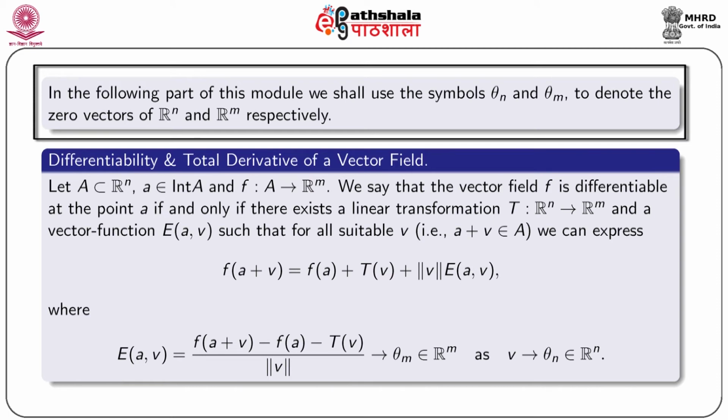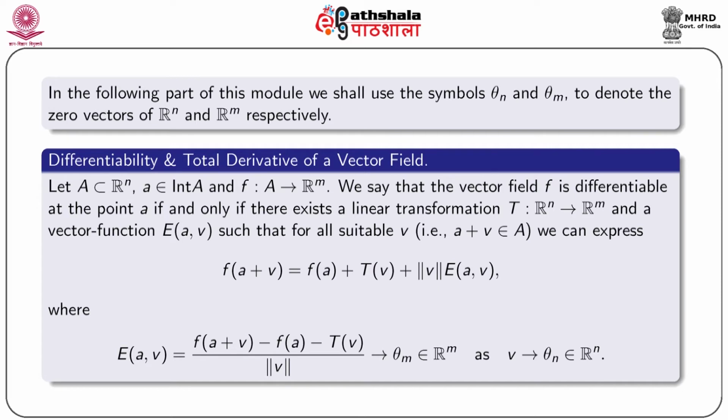In the following part of this module, we shall use the symbols theta n and theta m to denote the 0 vectors of Rn and Rm respectively. We introduce the notion of differentiability and total derivative of a vector field. Let A be a subset of Rn, a an interior point of the set A, and f a map from A to Rm. That is, f is a vector field defined on the set A.